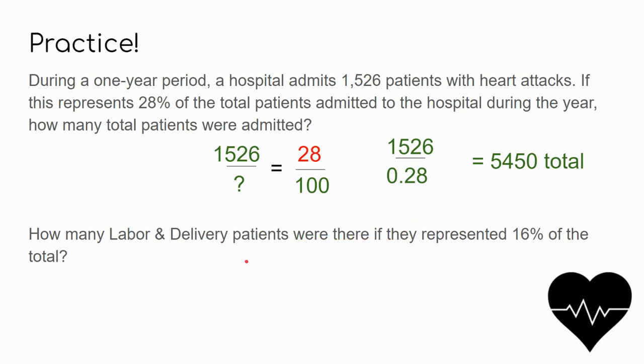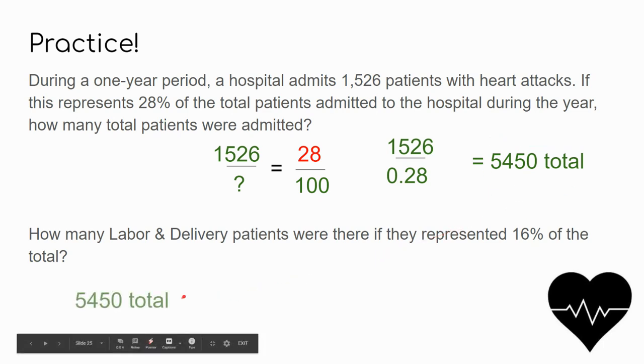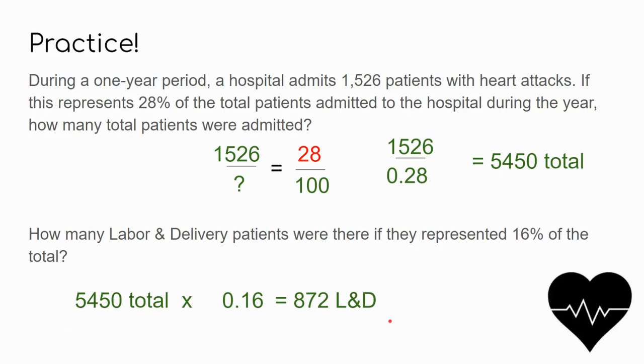Next question asks, how many labor and delivery patients were there? If labor and delivery represented 16% of the total, well, now I know my total is 5,450, and I want 16% of that. So 872 patients for L&D. How'd you do?